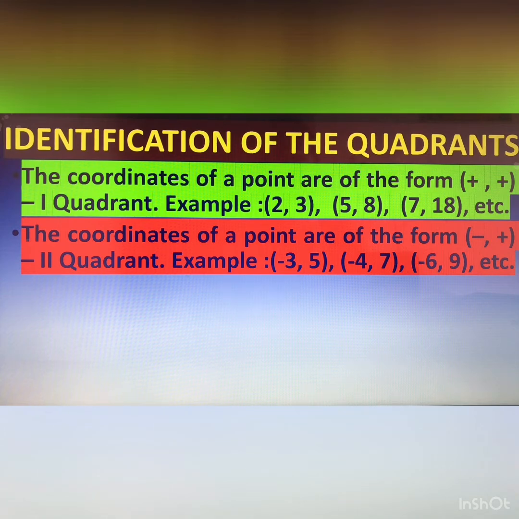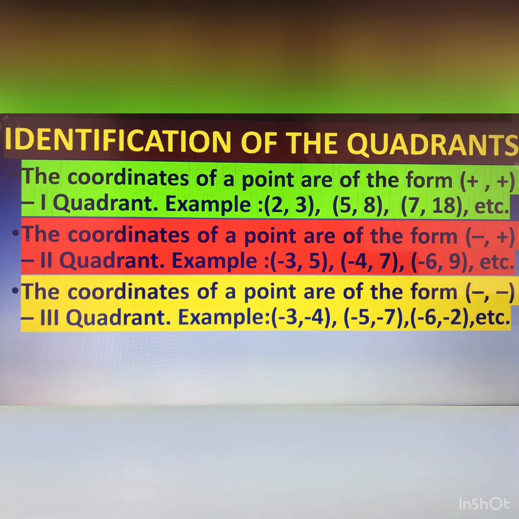If the coordinates of a point are of the form minus, plus, it will lie in the second quadrant. Let us understand with an example: minus 3, 5. The first coordinate is negative and the second is positive. It means this point lies in the second quadrant. And minus 4, 7 also lies in the second quadrant. Minus 6, 9, etc. All these types of points lie in the second quadrant.